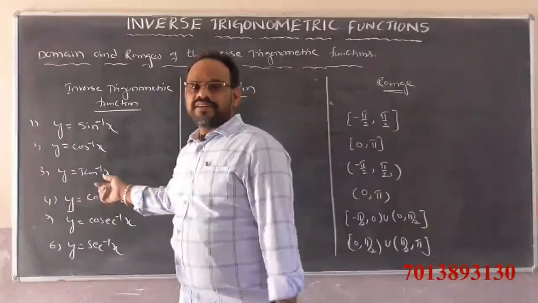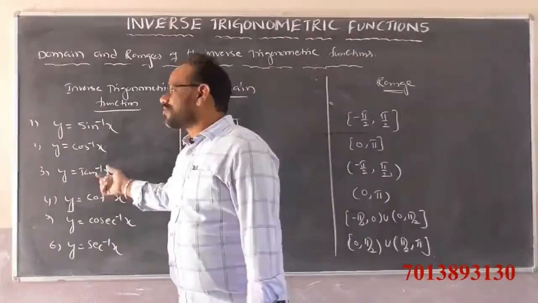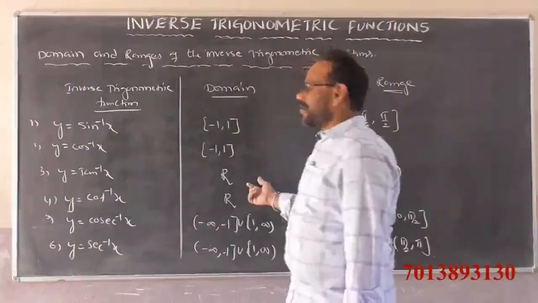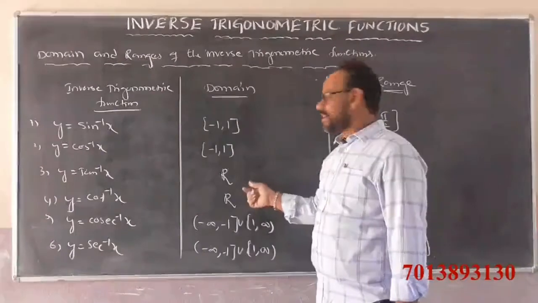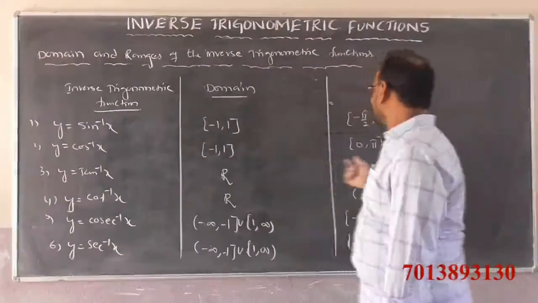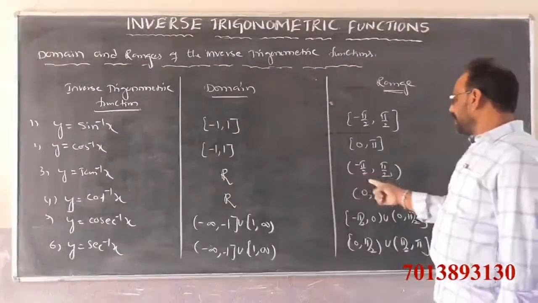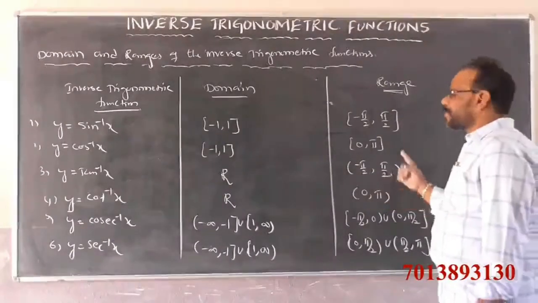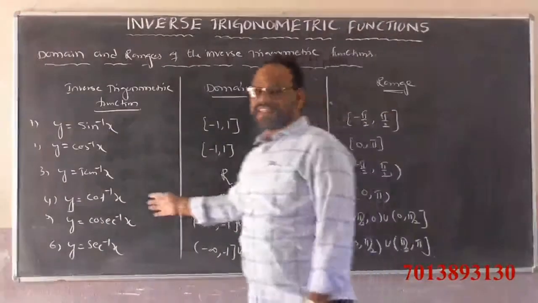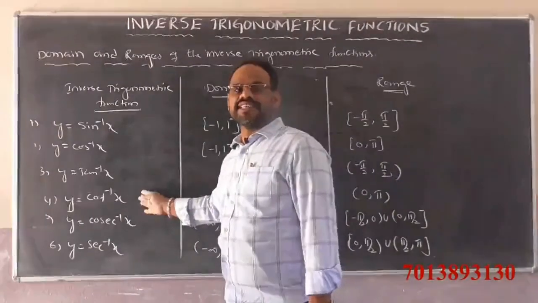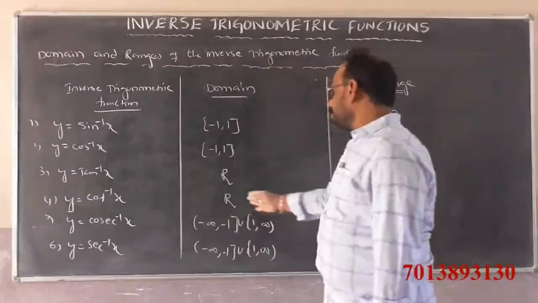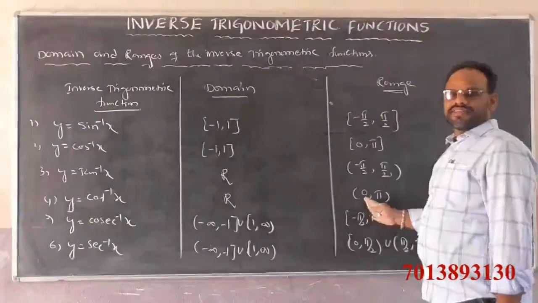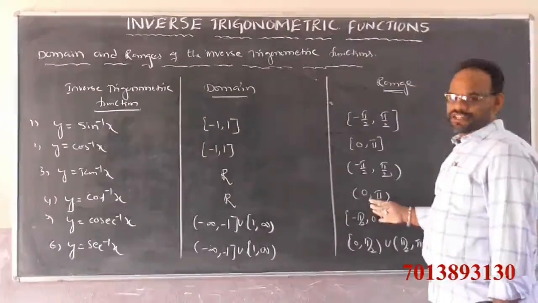If you take the function y is equal to tan inverse x, clearly the domain is all the real numbers, and the range is the open interval minus pi by 2 to plus pi by 2. If you take y is equal to cot inverse x, the domain is real numbers and the range is the open interval 0 to pi.